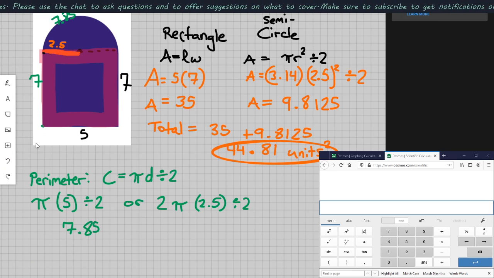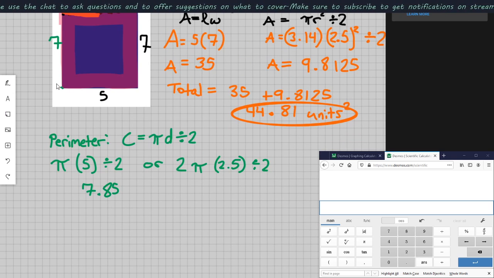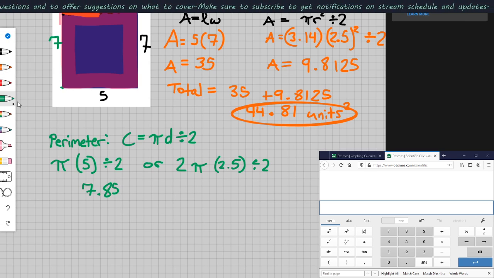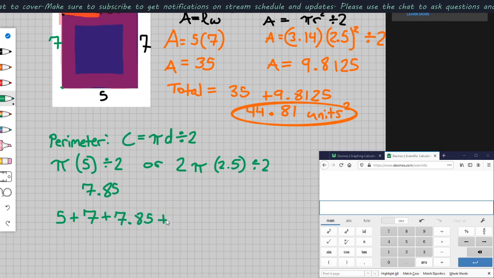So like I told y'all, start with a corner. I'm going to start with this corner, and this time I'll start adding up counterclockwise. So let's go 5 plus 7 plus 7.85 plus 7. And when you do that, then we're just going to add them all together. I already have the calculator up, so let's go ahead and do that.